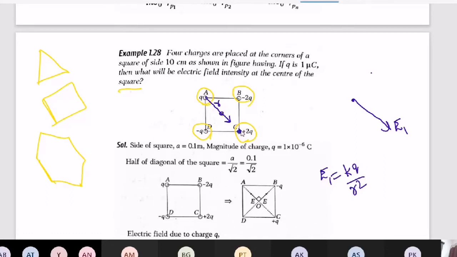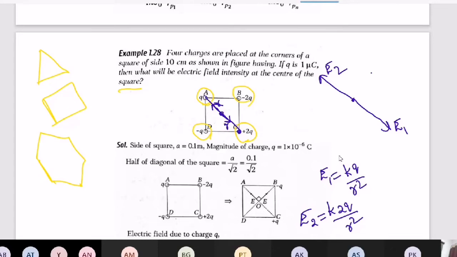Similarly, here one plus 2Q is there and this also will apply some field, away from the charge, outward. Now here one more field will be there, E2. And what is the magnitude? E2 equals K into 2Q by R square, because the distance of the point from the charge plus Q or plus 2Q is the same. Let's take R, the distance of the center from the corner.